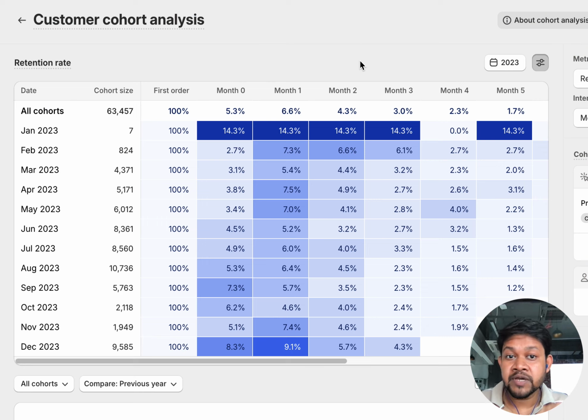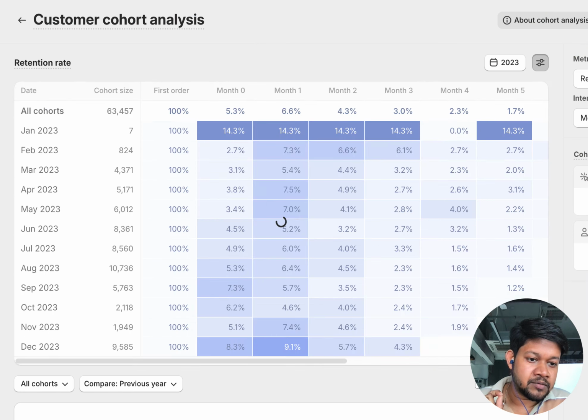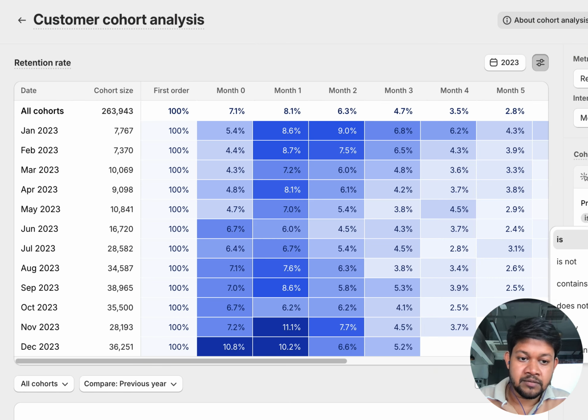Okay, in this way you can identify, and ideally every 30 days or every 45 days you should go back and do this exercise for all of your products to identify which particular products we need to push more budget to.